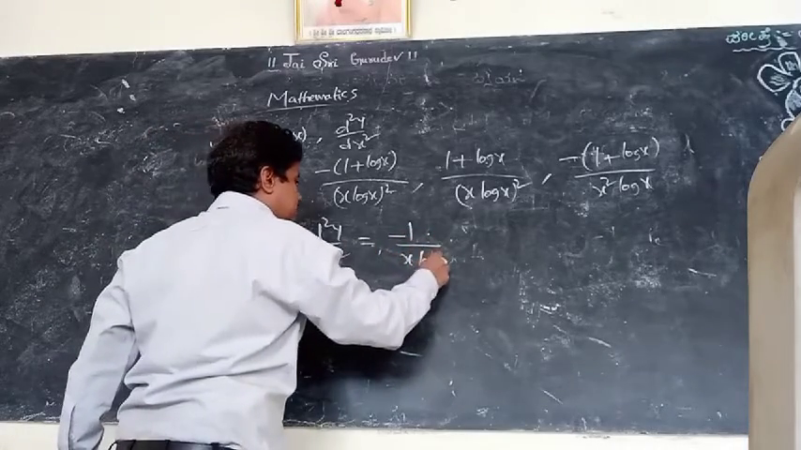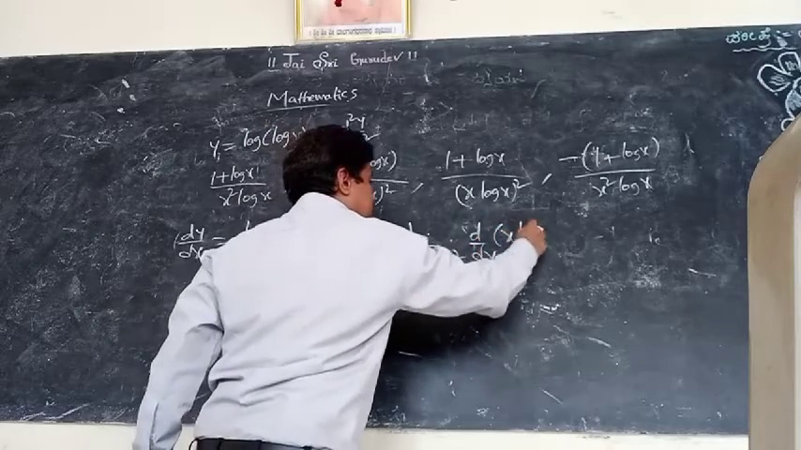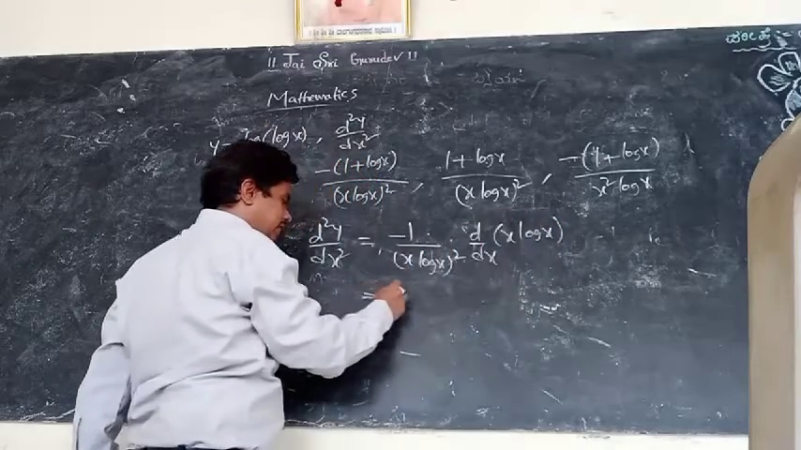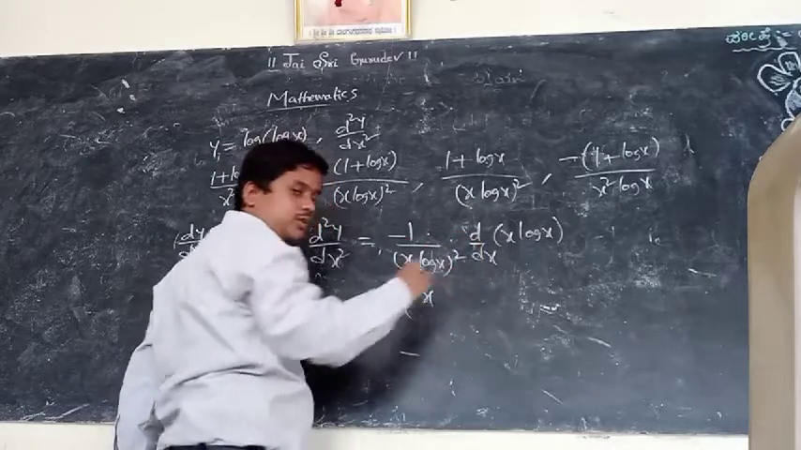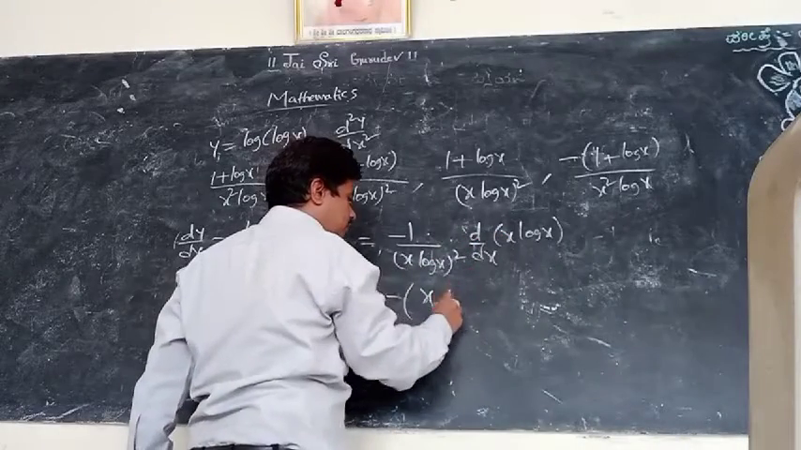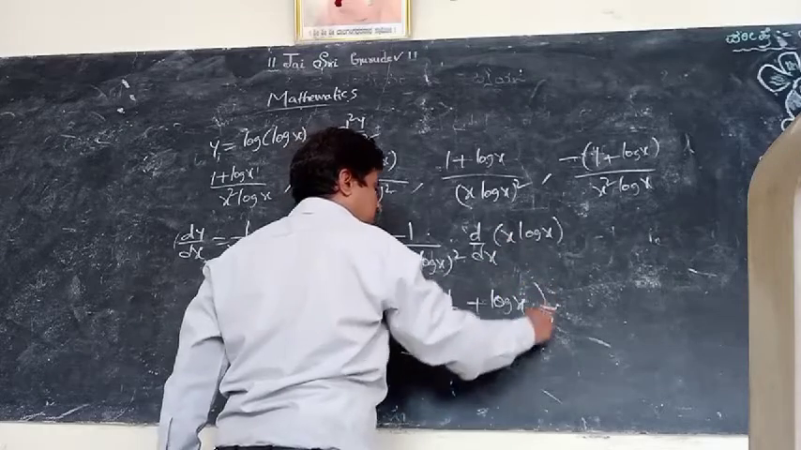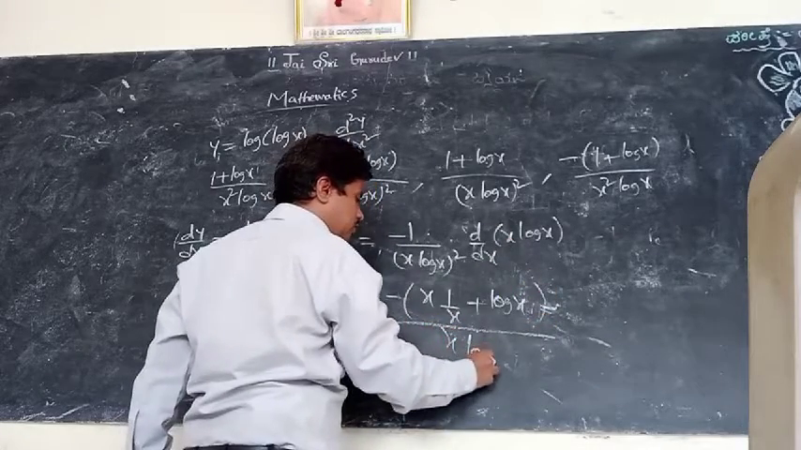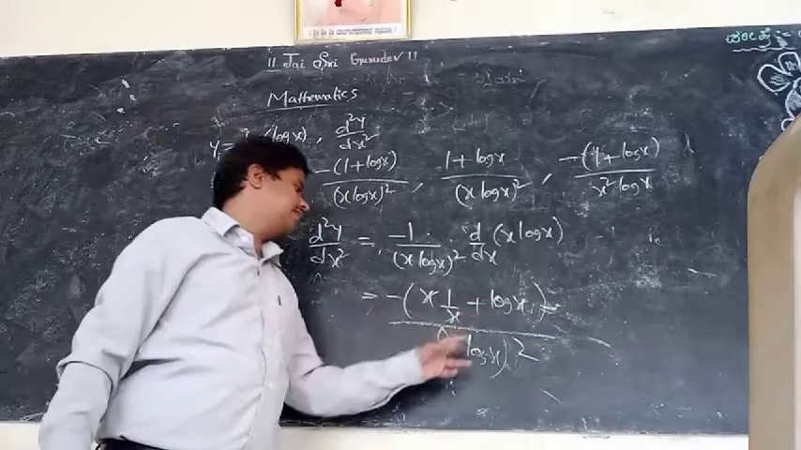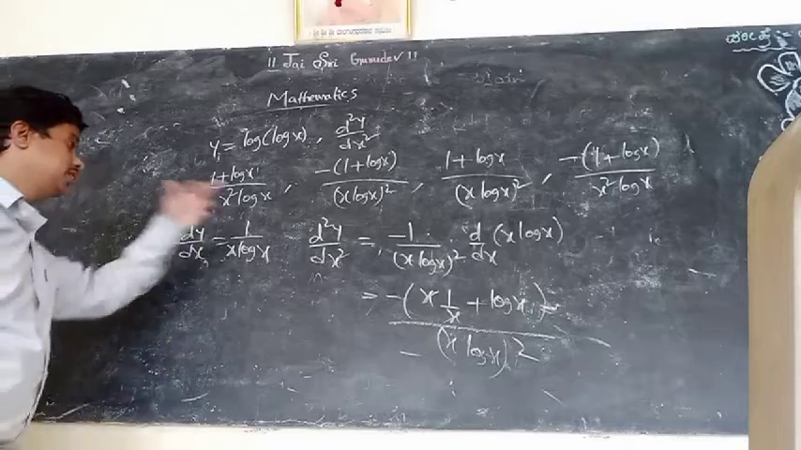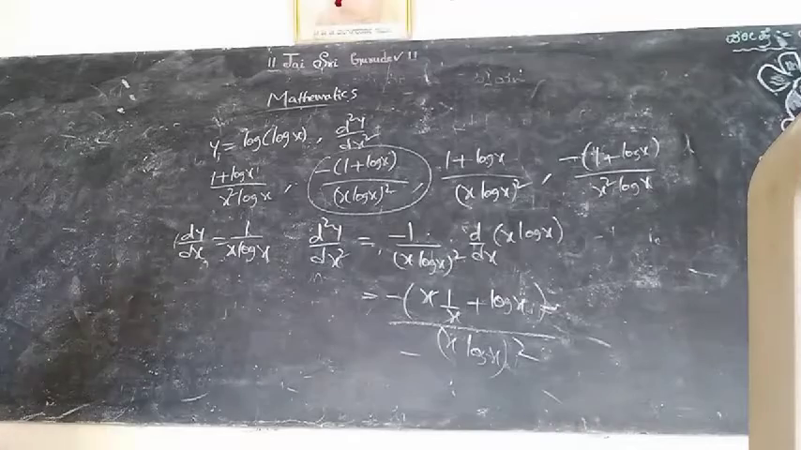So minus 1 by x log x whole square, and again differentiate x log x. Simplifying, we get minus 1 into the derivative of x log x using the uv formula: x into 1 by x plus log x into 1, divided by x log x whole square. So the x cancels, and we get minus of 1 plus log x divided by x log x whole square. Which option is the right one? This is the right option. We'll see the next question.